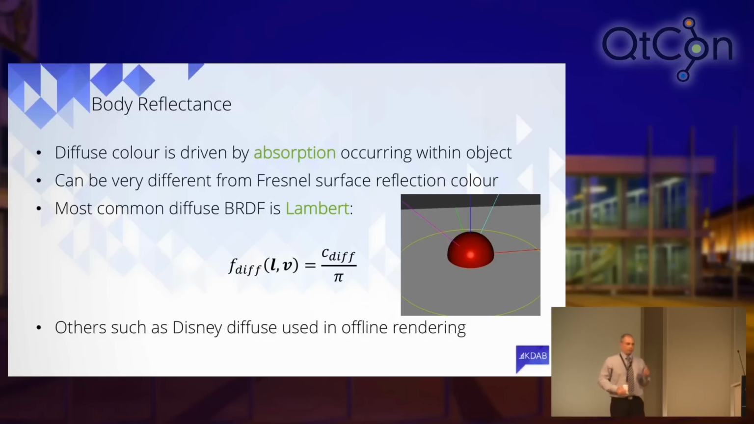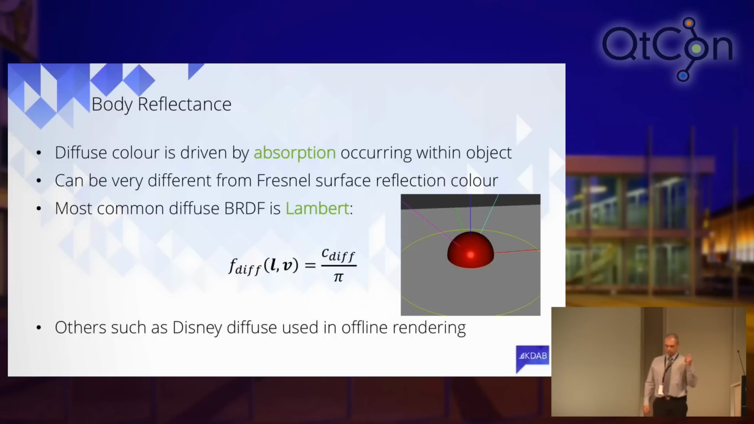There are other diffuse BRDF functions available, such as the Disney one, which is used in the Disney Pixar films. That's fine for offline rendering because it's quite expensive. It's still a bit too expensive for real time, although it is now starting to appear in some real-time games as well.